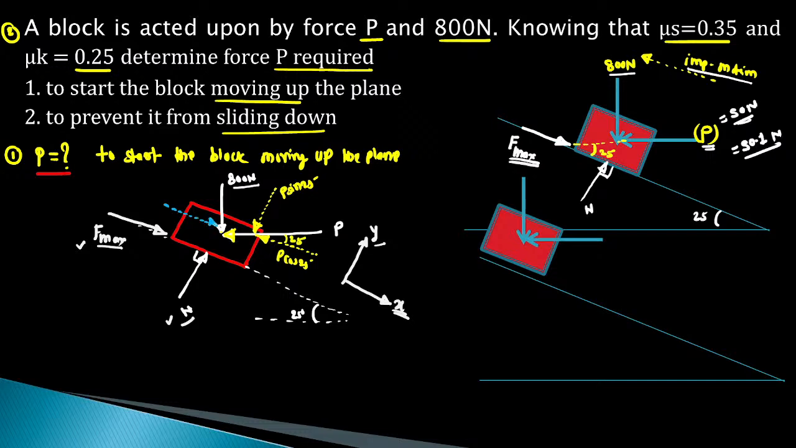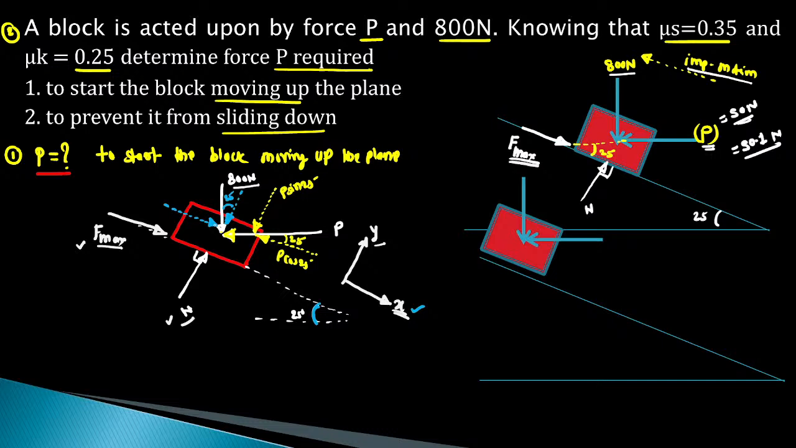So, draw one vector parallel to the inclined plane, or parallel to the x axis, and draw the second vector parallel to the y axis, or perpendicular to the inclined plane. Now, the angle of this force with the y component is equal to the angle of the plane. The angle of the plane is 25, so this angle is the same, 25.